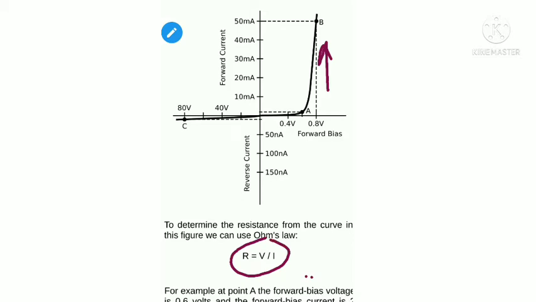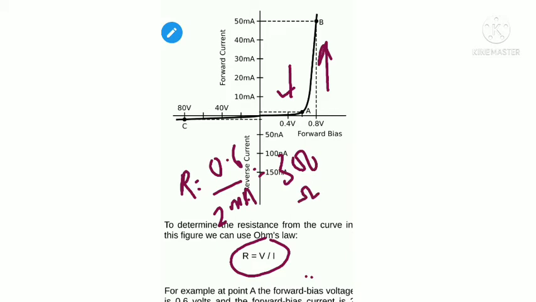Now see this diagram, the waveform of the forward bias. At 0.6 volt the current value is 2 milliampere. So according to the formula, R is equal to V by I. What is the voltage? 0.6 divided by 2 milliampere, so we will get 300 ohm. For 0.6 volt we get 300 ohm.